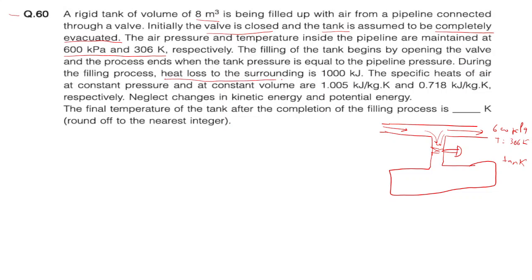During the filling process, heat loss to the surrounding is 100 kilojoule. Till now whatever came in GATE, the tank was insulated, meaning heat loss is 0. That becomes the special case. So that time simply one formula is there, Tf is equal to gamma times Ti. Simply we used to learn this formula and the answer is done.